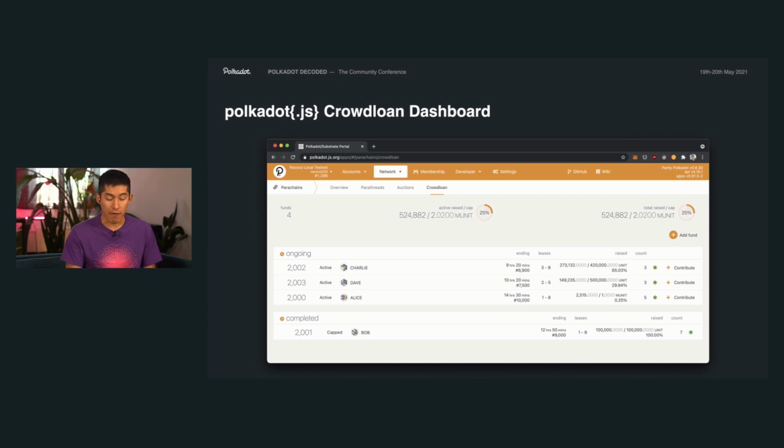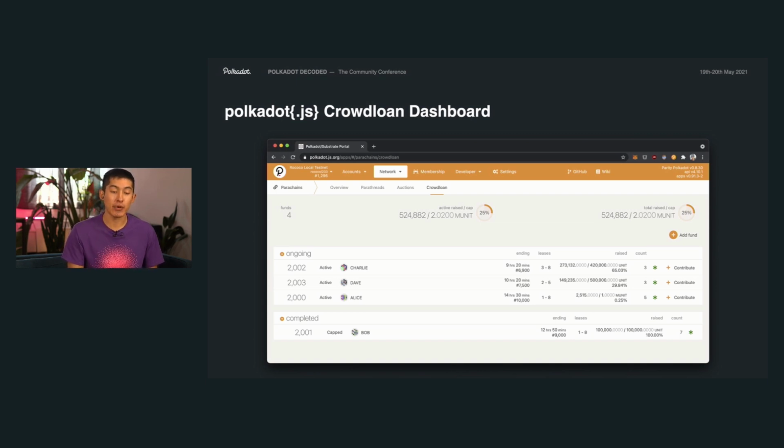You can see here that there are 4 crowd loans. Bob's is already completed because Bob has already reached the limit of the amount of funds that he was looking to raise for his crowd loan. So there aren't any more contributors allowed in that. You can see that Charlie, Dave, and Alice still have crowd loans going on. And each of them have different lease periods which they're bidding for. And of course, also a different ending time for the crowd loan.